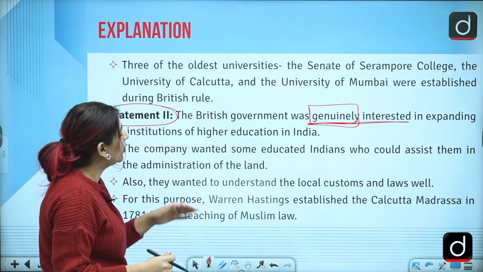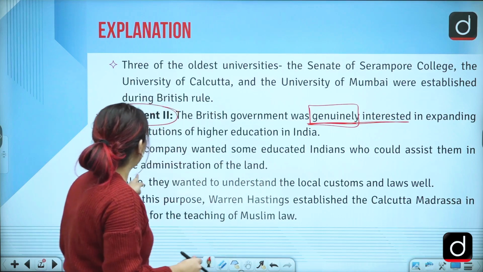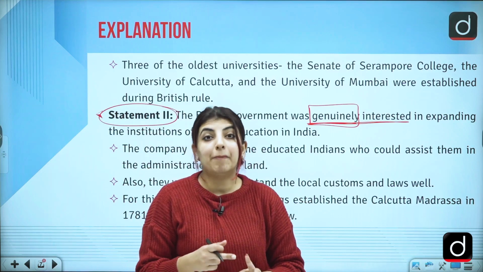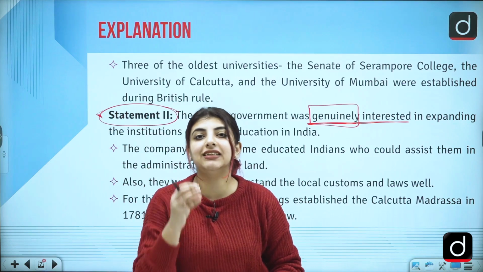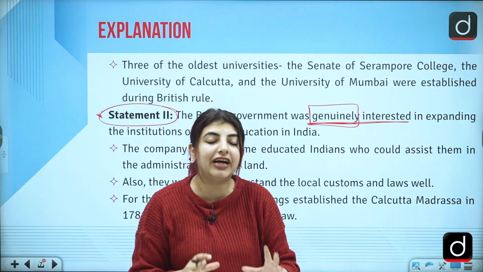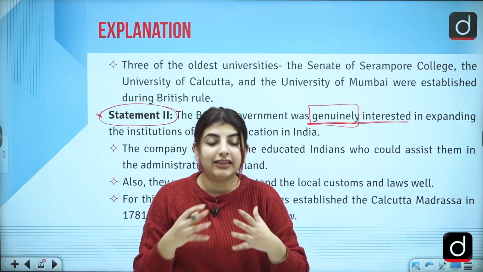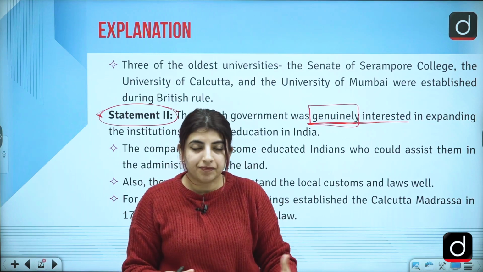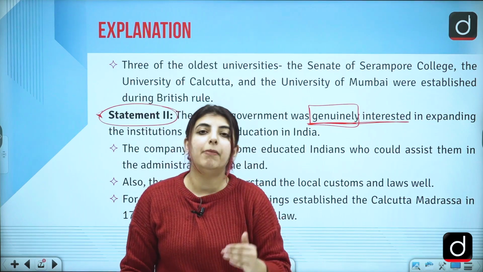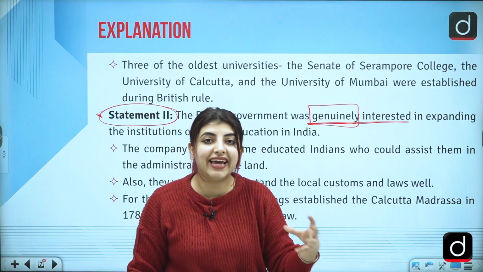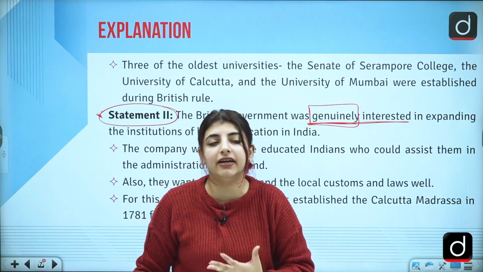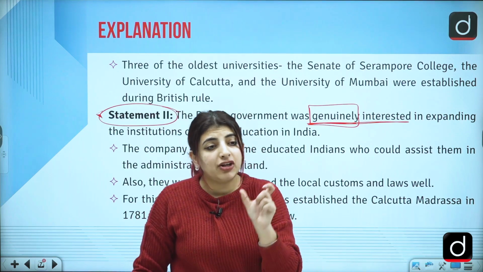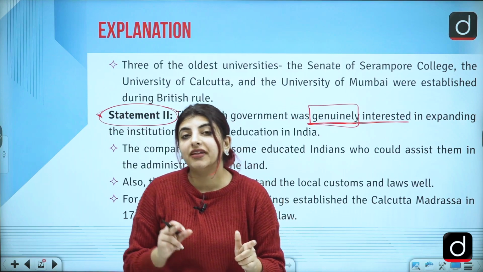Correct? The company wanted some educated Indians who could assist them in the administration of the land. Right? So, Indian in blood and color, but British in taste. Correct? This is Lord Macaulay's 1835 minute, which states this very thing: that we want a class of Indians who are Indian by blood and color, who look like Indians, but are English by taste. They have their habits, their etiquettes, their way of living entirely based on the English sphere. Correct? So that was their mission.